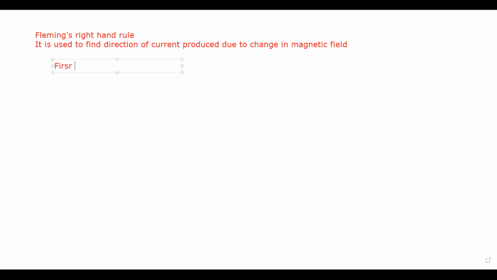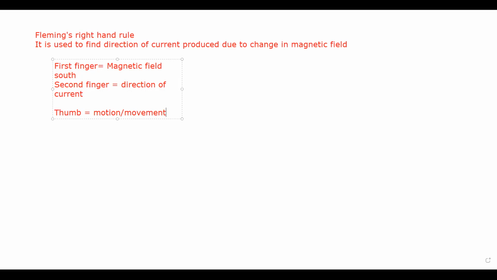According to this rule, the first finger will point towards the magnetic field, south. The second finger will show the direction of the current, and the thumb will represent the motion or movement of the wire, or the force on the wire.